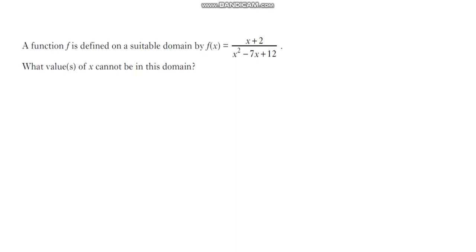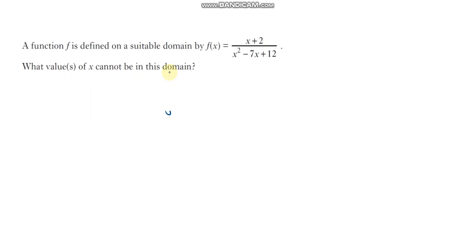So this time we're looking at functions and ranges and things like that. So we'll go through it. Again, there's not a lot in this, I don't think. It's more about the terminology and just trying to get through the language. So what values of x cannot be in this domain? Function f is defined on a suitable domain. All it really is saying is what values of x mean your calculator says no, the thing's broken.